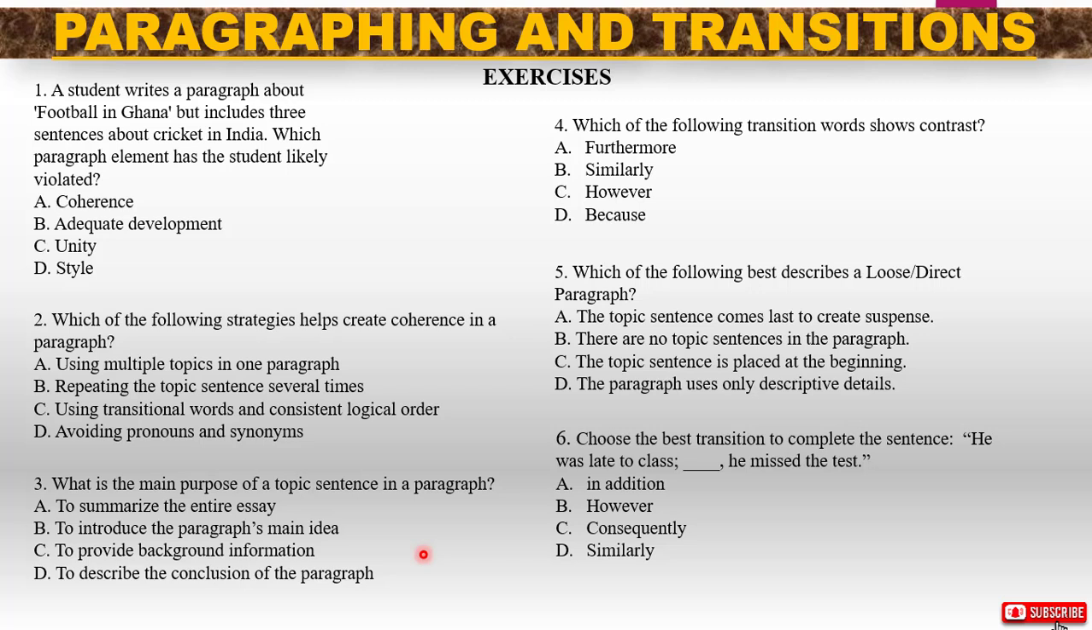Let us solve these questions. Some are application questions, which means you need to take your time to understand the scenario. For example, a student writes a paragraph about football in Ghana, but includes 3 sentences about cricket in India. Which paragraph element has the student likely violated? Is it coherence, adequate development, unity, or style? Pause the video and go through these questions one after the other.